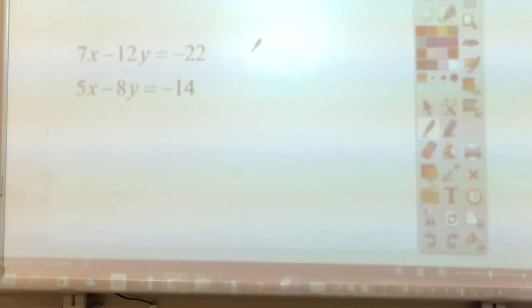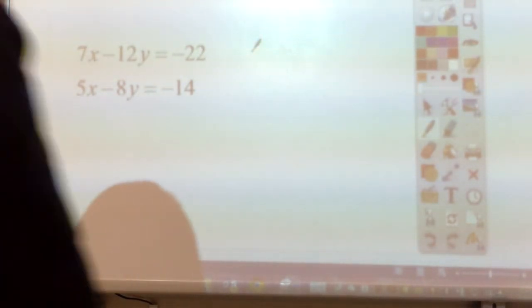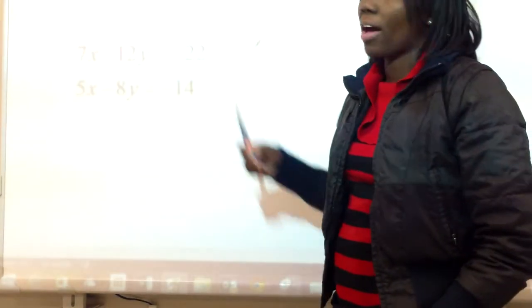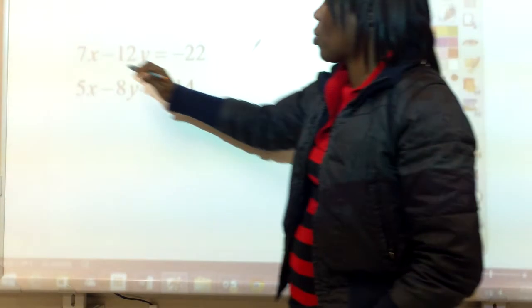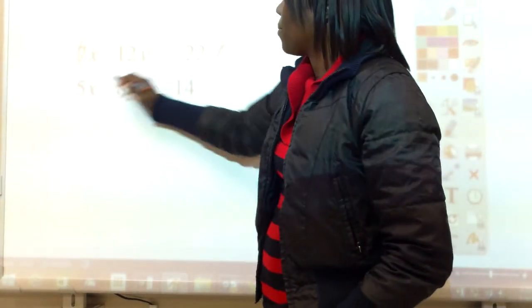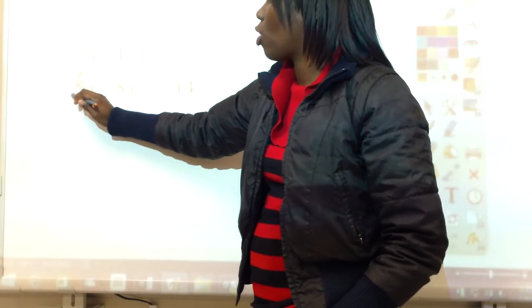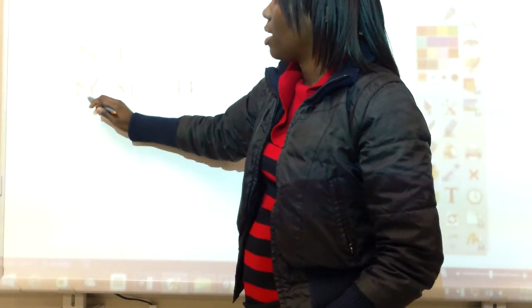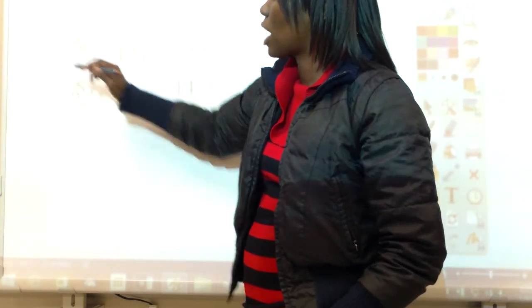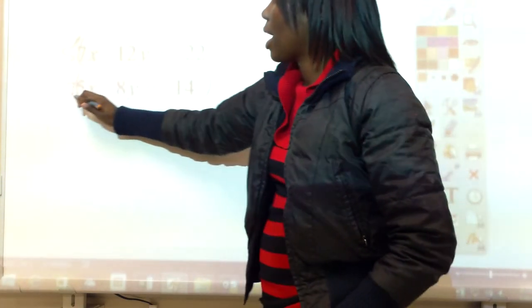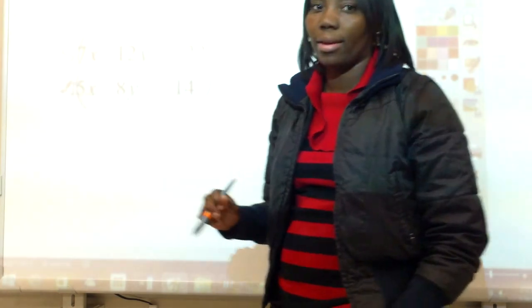If we look, they both have 7x and 5x. Let me make sure you can see it on the screen. Yeah, you can. So we have 7x and 5x. And so we're going to interchange those two. I'm going to take the 7 and multiply the whole bottom row by 7, and the 5 here, multiply the whole top row by 5. So those two will end up being the same, so the x can eliminate. And remember, we have to make one of them a negative.